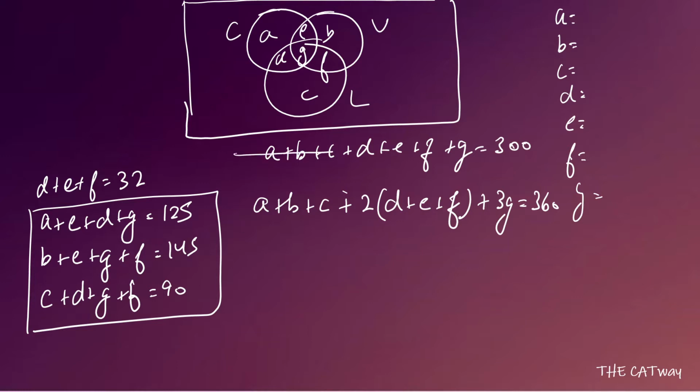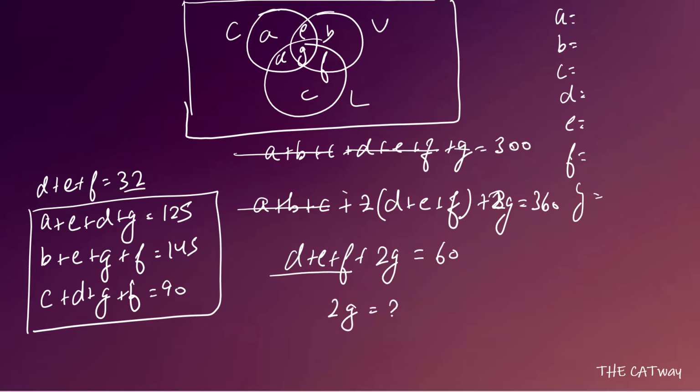A, B, C get cancelled. Then D, E, F get cancelled, as there are 2D, 2E, and 2F, so one of them gets cancelled. We are left with D, E, F here. G is cancelled, and we are left with 2G here. So what we are left with is D plus E plus F plus 2G is equal to 60. D plus E plus F is equal to 32, so 2G will be equal to 28, and then G will be equal to 14.